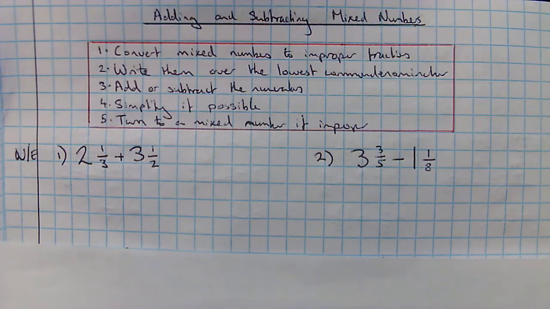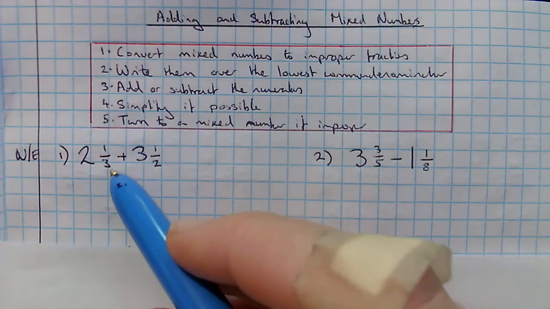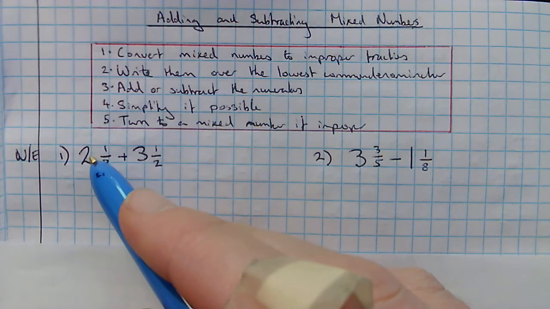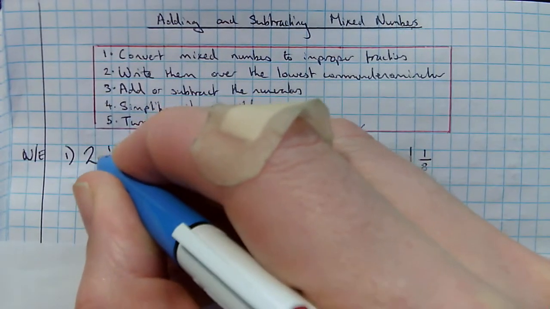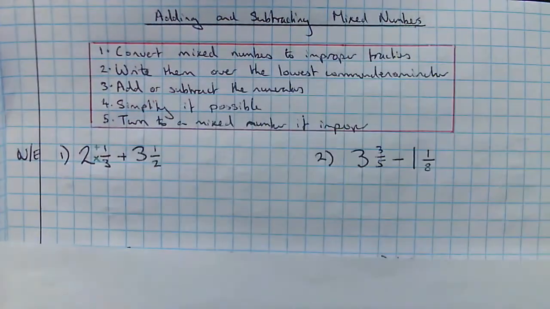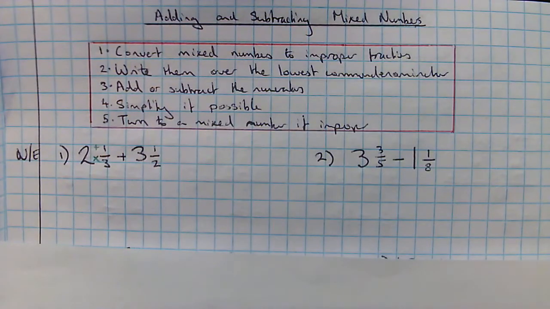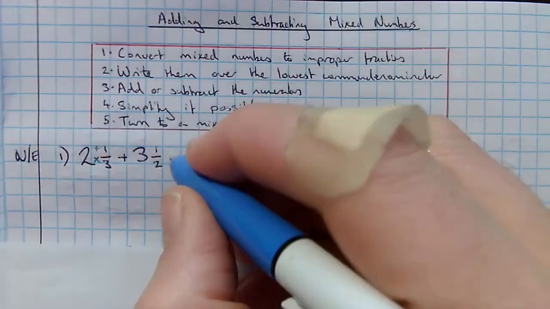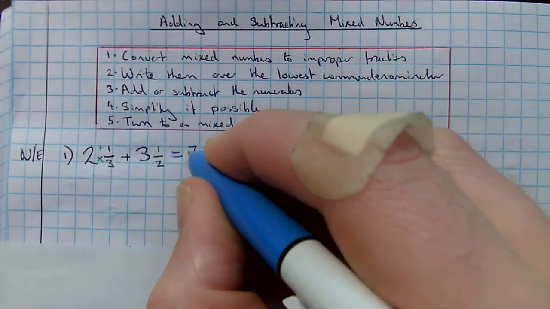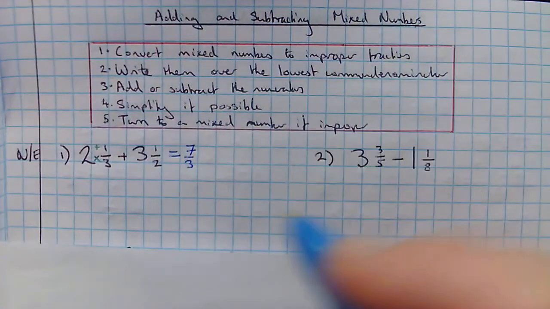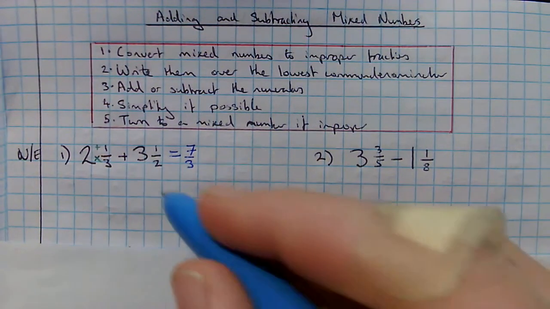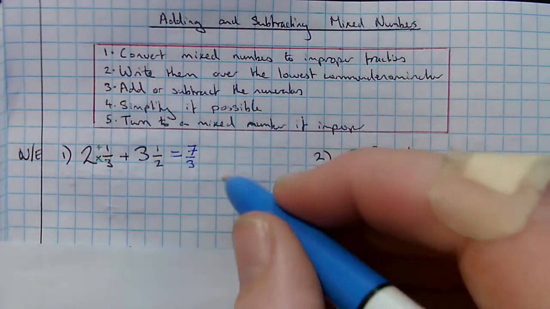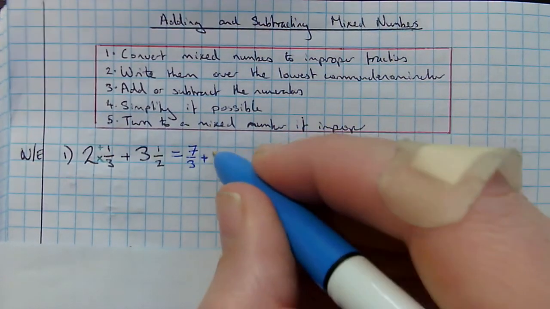So we're going to start by converting 2 1/3 into an improper fraction. Just to remind you, I multiply the whole part by the denominator, so I times these two together and then add the numerator. 2 times 3, add 1, gives me 7 out of 3. So that denominator stays the same. So let's just write that in as 7 out of 3. I then do the same for my 3 1/2. 3 times 2 is 6, add my 1 gives me 7 out of 2.